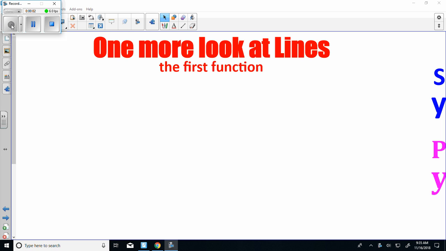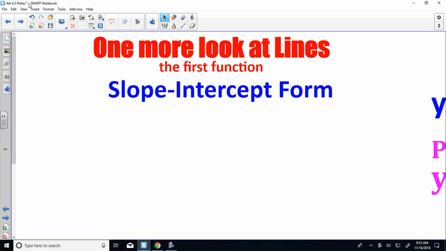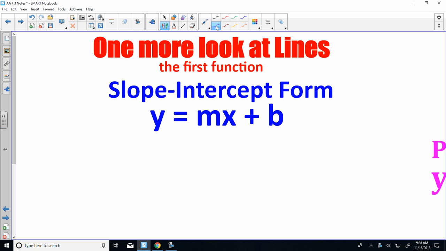All right, so this lesson we are going to take one last look at lines. It is the first function that we're going to look at as well. And like I said, you've been using lines for quite a while now. The different ways that you can write the equation of a line, one would be slope-intercept form, and that is y equals mx plus b. And if we're dealing with it in the function format, then this part of it would not be here. And instead we would have f of x equals mx plus b, or whatever function name you want to give it.